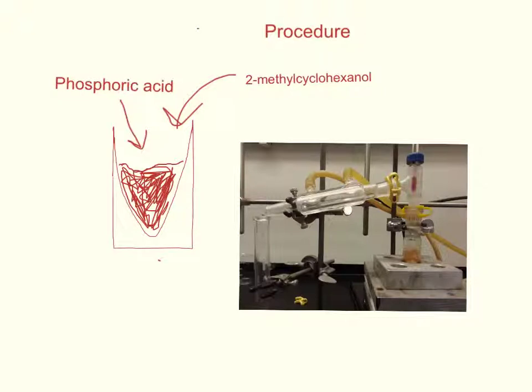We took a small amount of 2-methylcyclohexanol and phosphoric acid. We mixed it, we heated it, applied a lot of heat. The solution evaporated, traveled into the condenser, recondensed, and we collected a small amount of our distillate. After that, we dried it and ran a TLC on it.